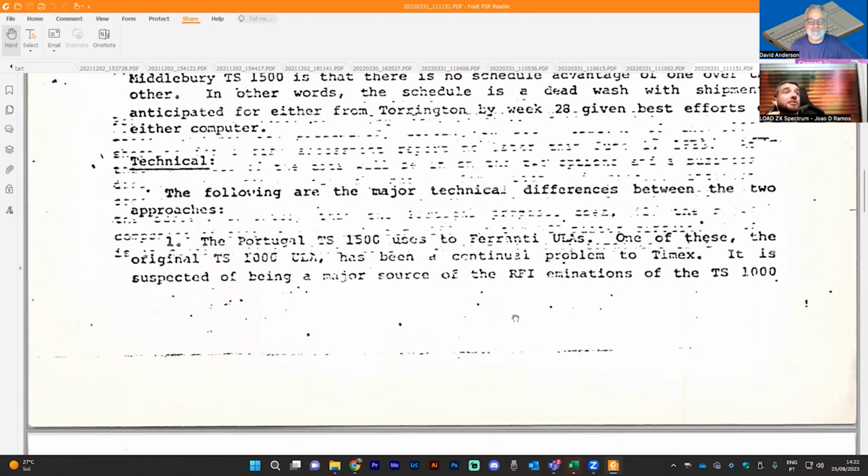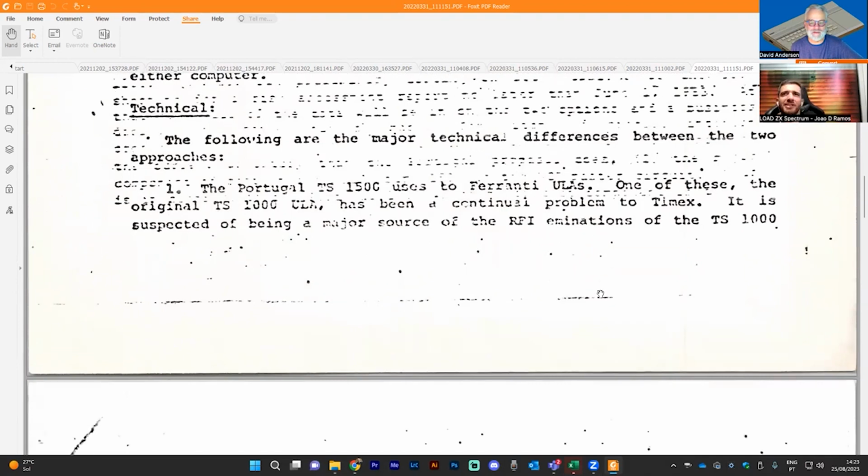Portugal TS1500 uses Ferranti ULAs. No, it's two. Yeah, it does say two. It's supposed to be two, but it's a typo. Okay. One of these, the original TS1000 ULA, has been a continued problem to Timex. It is suspected of being a major source of the RFI emanations. Emissions. Yeah, emanations is correct.